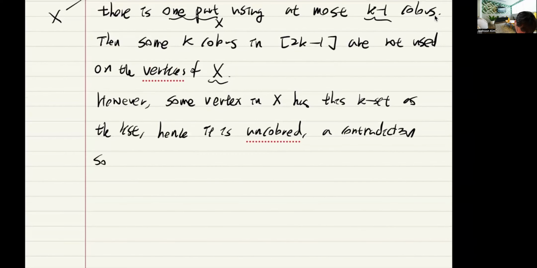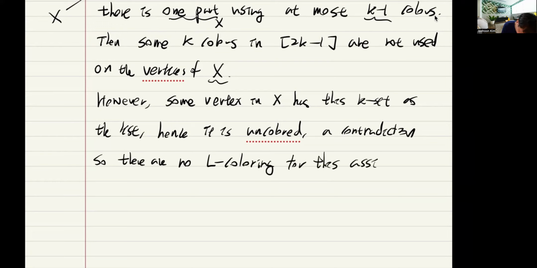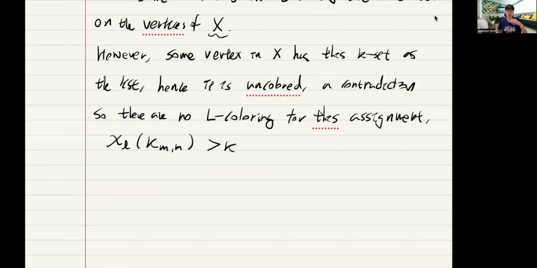So, I mean, there is no L-coloring for this assignment. So this is not K-choosable. So this complete bipartite graph has list chromatic number bigger than K. So this shows that the list chromatic number has very different behavior from the chromatic number.